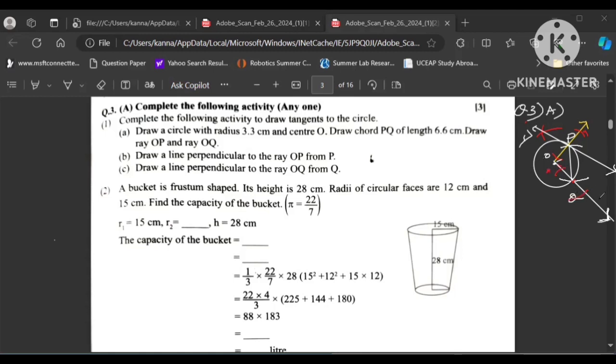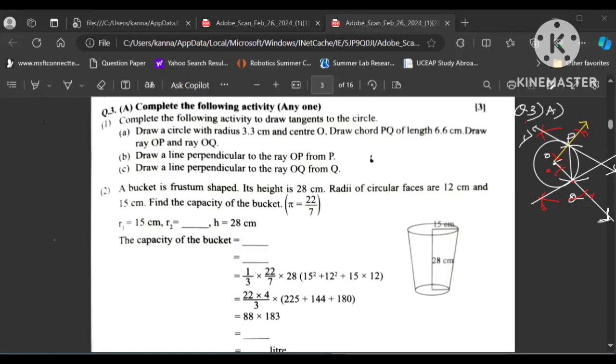Suppose this is X, this is Y. Take X as center, radius more than XQ, draw an arc. Take Y as center, same radius, draw an arc. Draw a line passing through the point of intersection of this arc and your Q. And this will be the tangent. This is the second tangent.